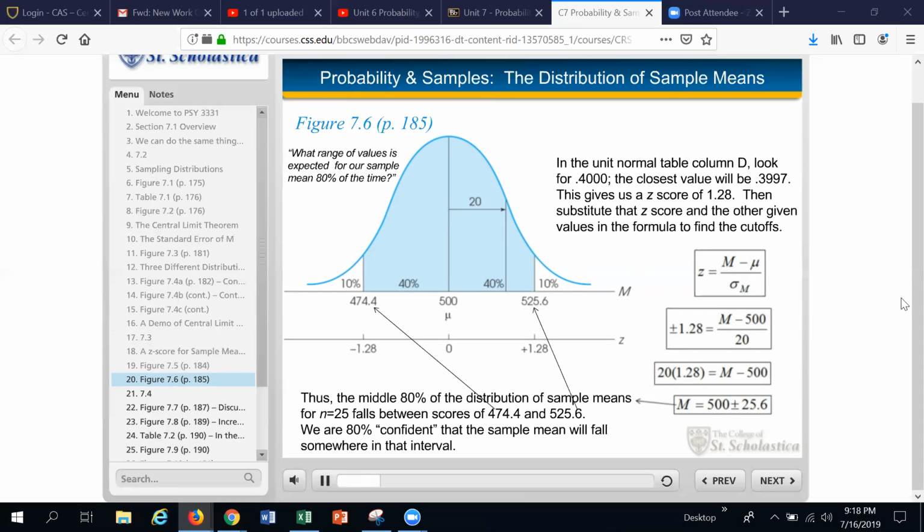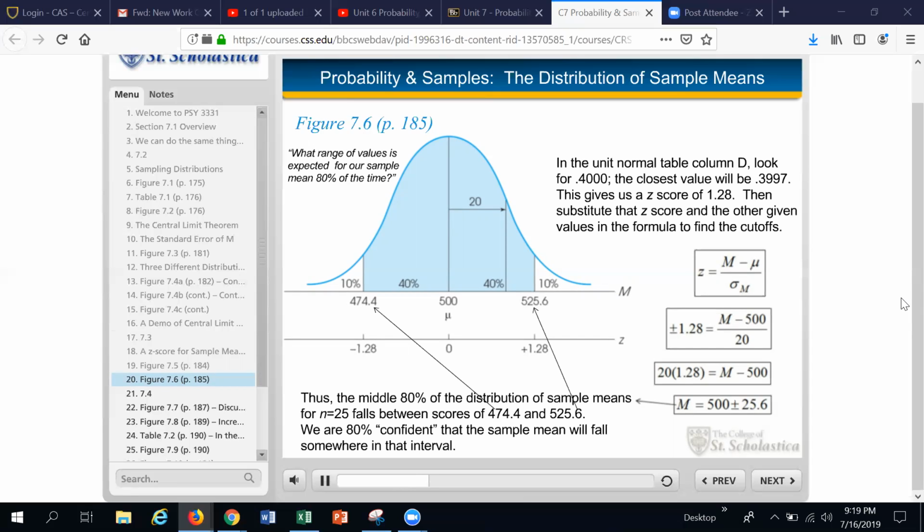We can ask different types of questions, and in this one we are interested in the middle 80% of the distribution. The question is, if we take a sample of 25 students, what is their mean likely to be? We have to arbitrarily decide what we mean by likely. So for purposes of this example, we are saying the middle 80% of the distribution is likely to happen because that's around the mean of 500. So we have to determine the cutoff below the mean and above the mean for the middle 80% of the distribution.